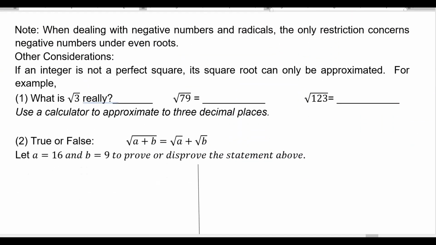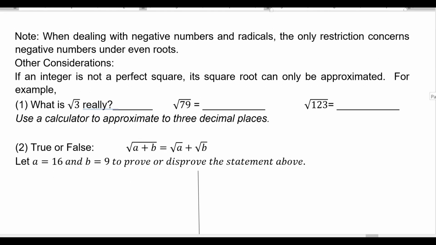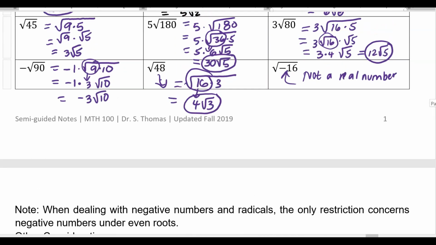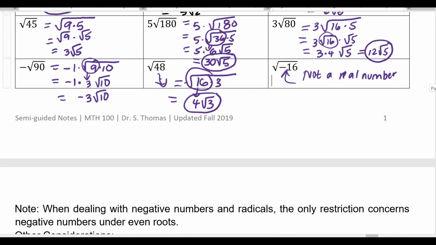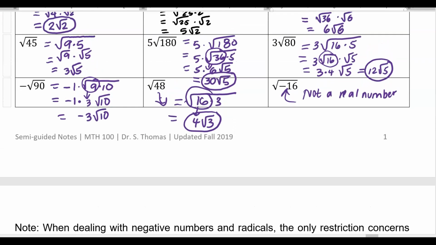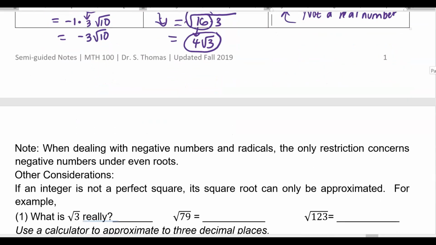Moving on, when dealing with negative numbers and radicals, the only restriction concerns negative numbers under an even root. So if you have a negative number under an even root, then we say that there's a restriction there, and for now, for the most part, we're going to move on. And what do we mean by even root? That was a square root. Now with cube roots, you can have a negative number under a cube root because that's an odd root.